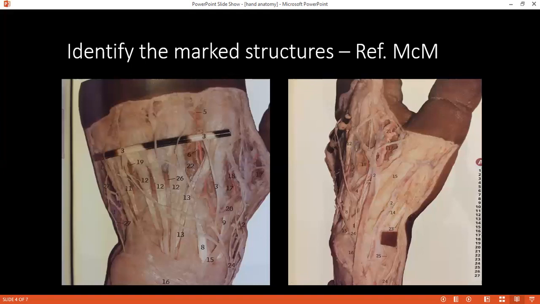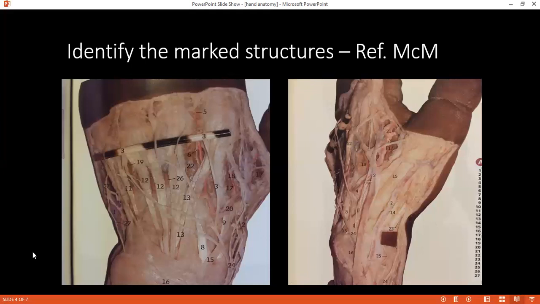Third compartment contains the extensor pollicis longus. The fourth compartment contains the extensor digitorum communis and extensor indicis. And the fifth compartment contains extensor digiti minimi, and the sixth compartment contains extensor carpi ulnaris.